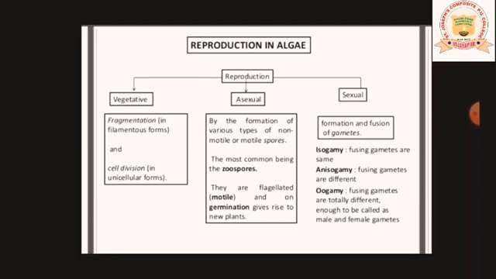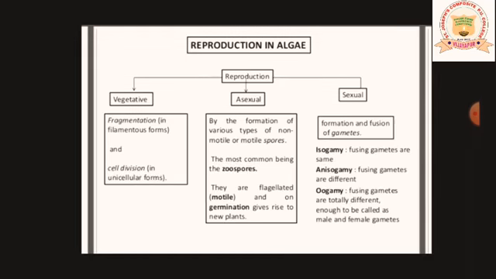Now coming to the asexual form, by the formation of various types of non-motile and motile spores. So asexual reproduction in algae is done with the help of the formation of different kinds of spores. It may be motile or non-motile. The most common being the zoospores. Important again.